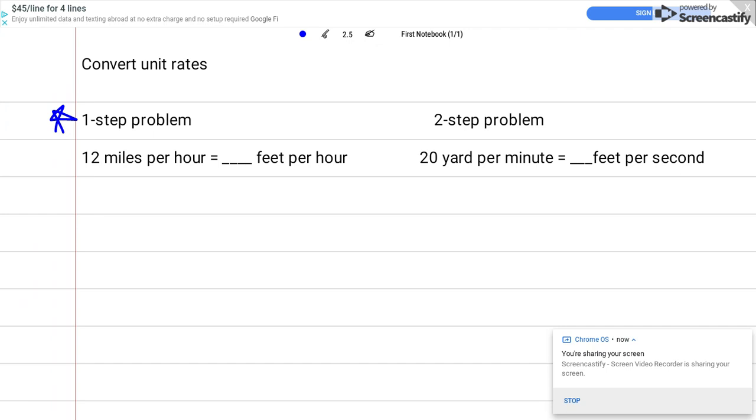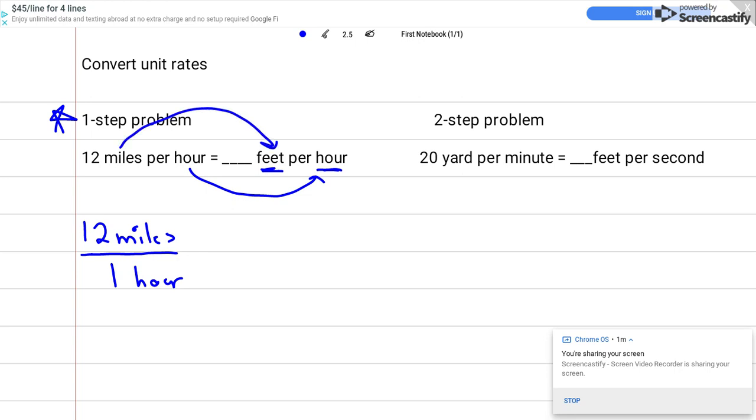So the first thing I need to do before anything else is write that in a fraction. When you are writing this, you have to include your units. You can abbreviate, but I will write it all out. 1 hour. So if we look at our final answer, we need feet per hour. The hours match up, so I'm not going to change that unit. I want to convert my miles to feet.